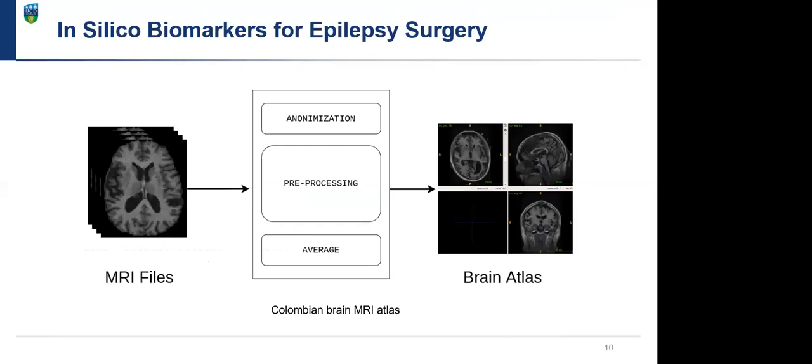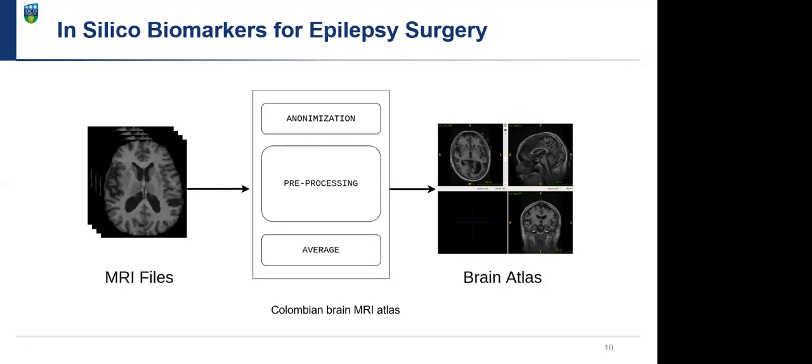There are a couple of more examples. In this case, they are using MRI and CT images. This is another totally different kind of images. This project is called in silico biomarker for epilepsy surgery. This is the first aim of this project, which is to create a Colombian brain MRI atlas, because each region has different anatomical characteristics. So this is a very important aim, very important project.